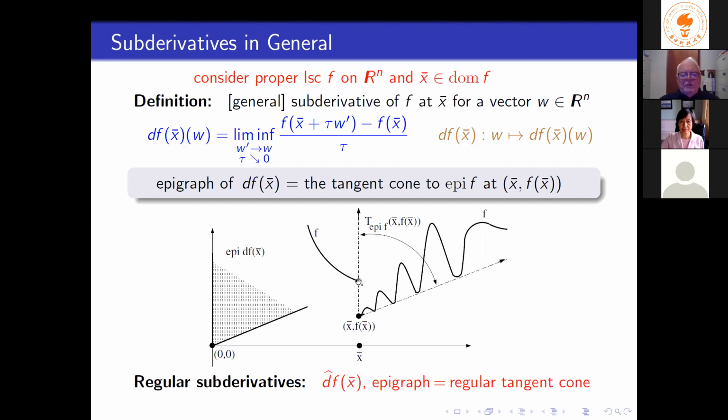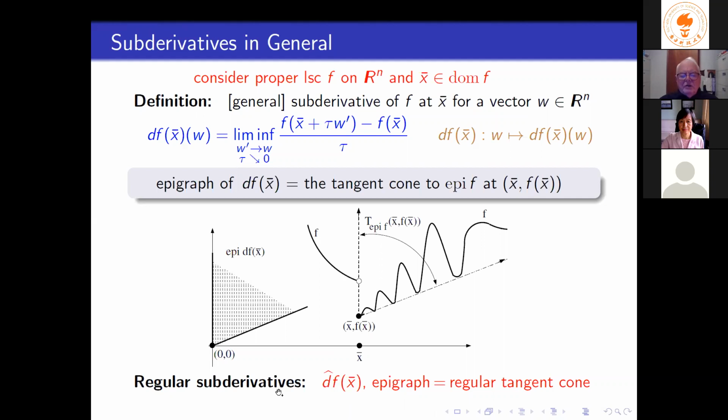But there's a jump. The function isn't even continuous at this point. It's discontinuous, has a jump. Nonetheless, it has at this point a regular tangent cone, and the epigraph of that gives me... actually, this is just a tangent cone. This isn't the regular thing. Anyway, the regular subderivatives, I'm not going to show you a picture of it out of lack of time.